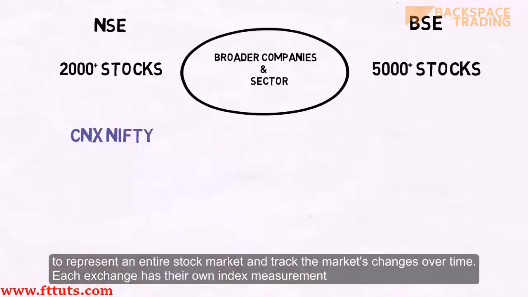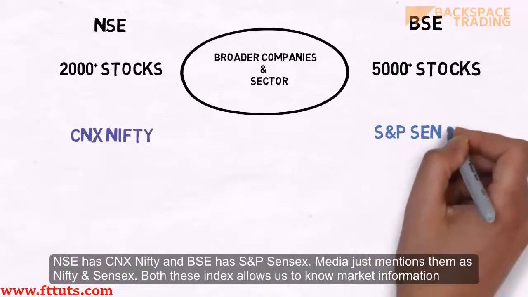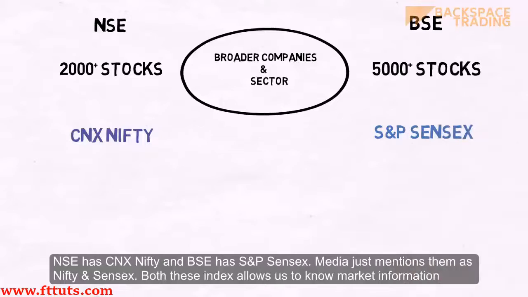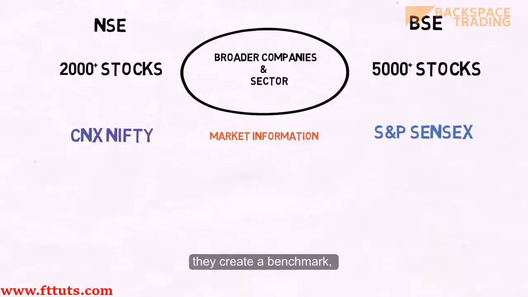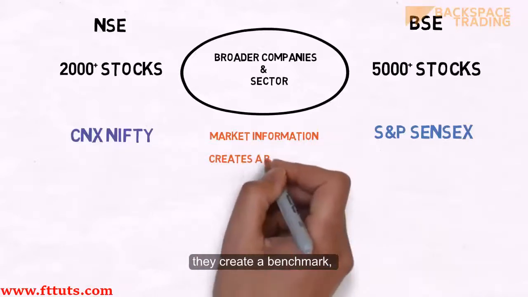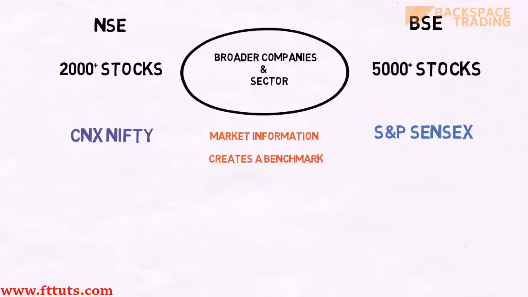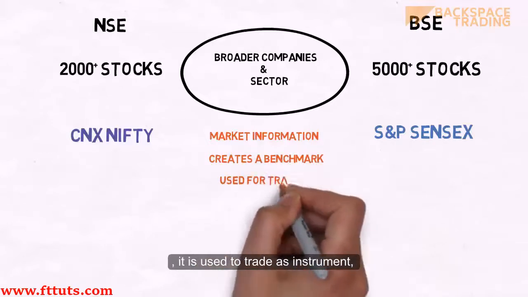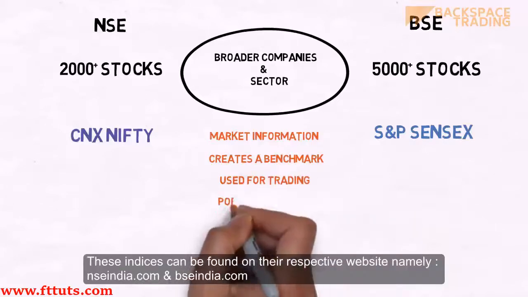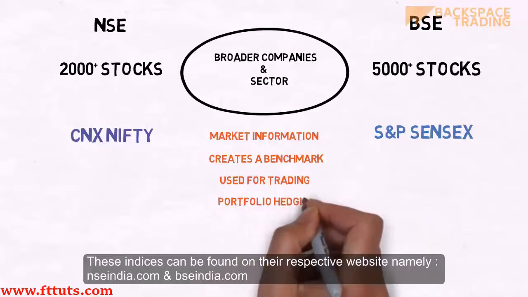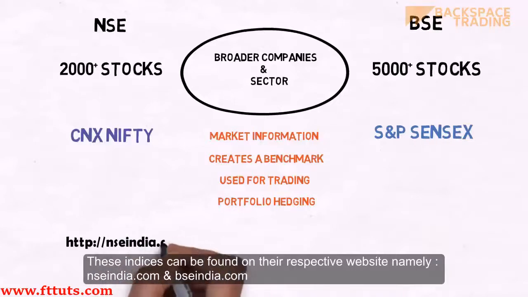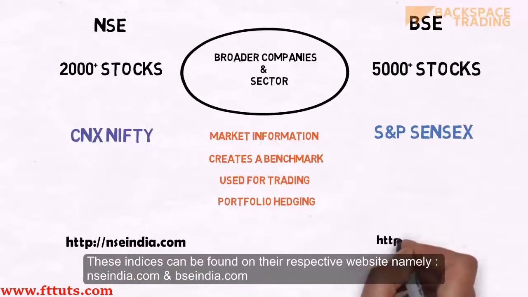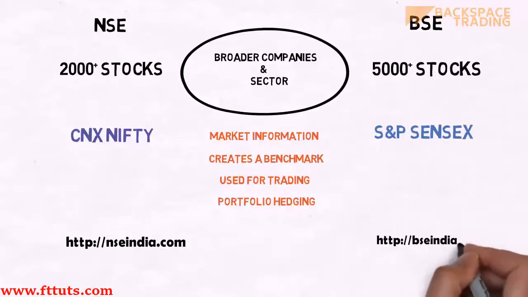Each exchange has its own index measurement. NSE has CNX Nifty, BSE has S&P Sensex. Media just mentions them as Nifty and Sensex. Both these indices allow us to know the market information, and the second point would be they create a benchmark, and the third point, both are used to trade as an instrument. The final point would be to hedge the portfolio. This is mainly done through institutions. These indices can be found on the respective websites, namely nseindia.com and bseindia.com.